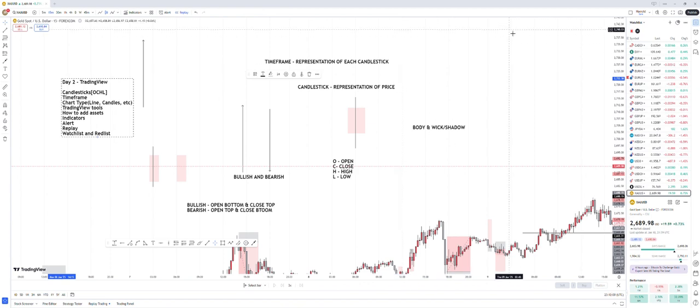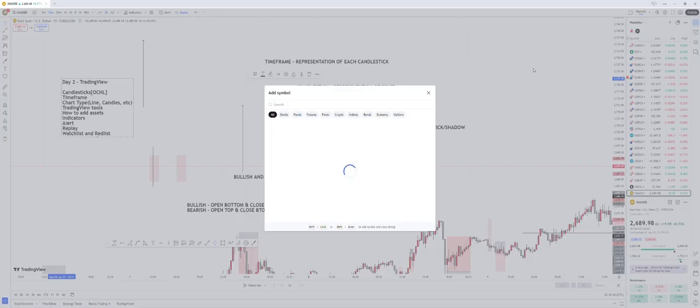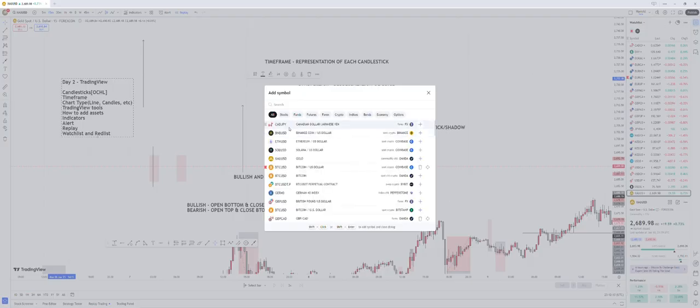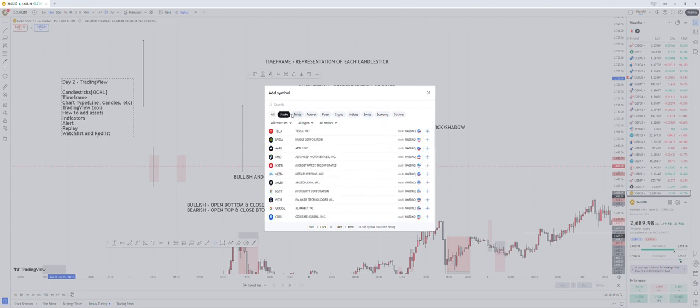Do you understand? So to add an asset to the watch list, you come to the plus over here, the upper right corner of my screen. You see we have watch list. You just click on the plus. When you click on the plus, you're going to have all the tradable assets we have. You can see we have stocks, funds, futures, forex, which is currencies, crypto, indices, and bonds.